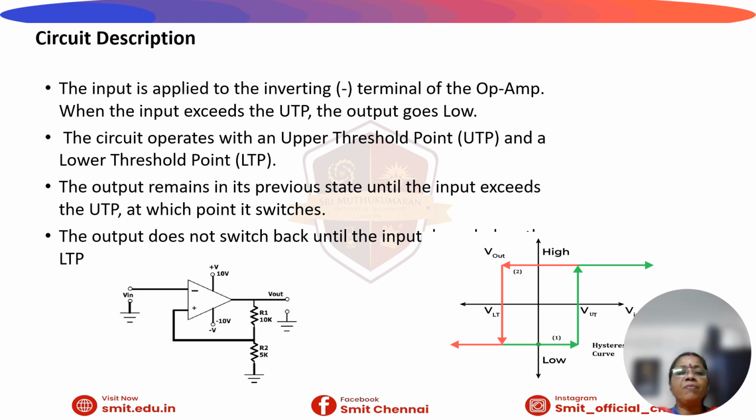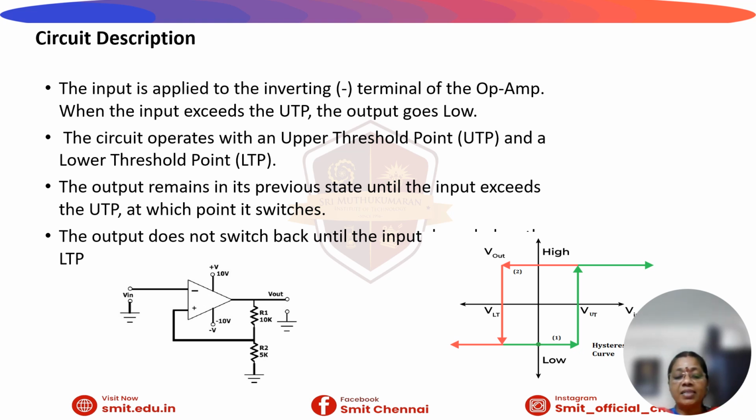Here, in the figure shown in the circuit diagram, input is given to the inverting terminal and a portion of the output voltage is fed back to the non-inverting terminal, which is set as the reference voltage. So VUTP is given as R1 by R1 plus 2 R2 into plus Vsat, and VLTP is given as R1 by R1 plus R2 into minus Vsat.